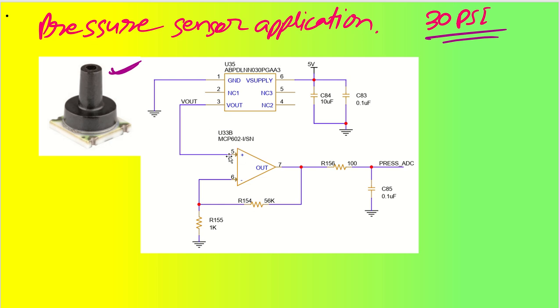this single-ended output is not only acting as a buffer, but it is acting as amplification as well. You can see we have 56 plus 1, so this is going to be 57 times amplified, and then a low pass filter, and after that it's going to be your pressure measurement to the ADC pin of my microcontroller. So this is how a pressure sensor circuit can be designed to measure the pressure level at this particular pressure sensor.